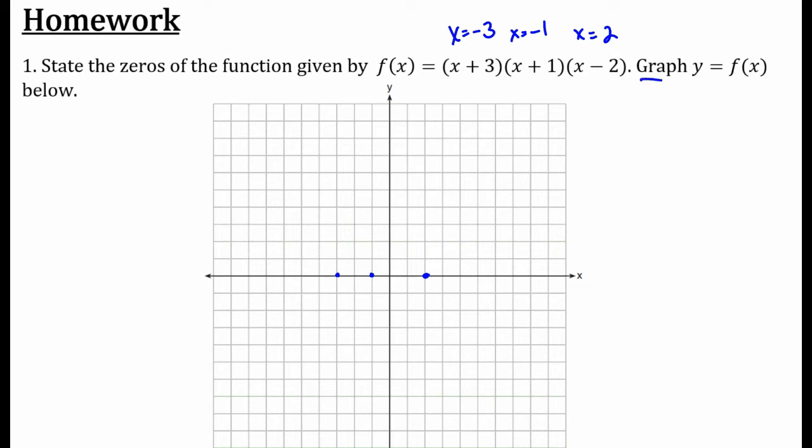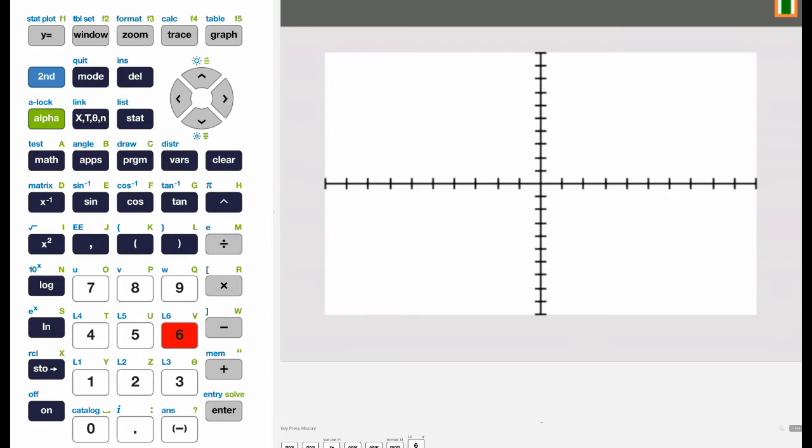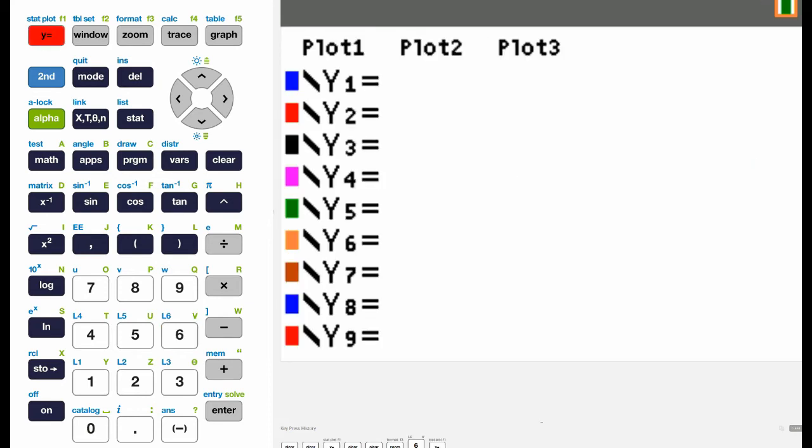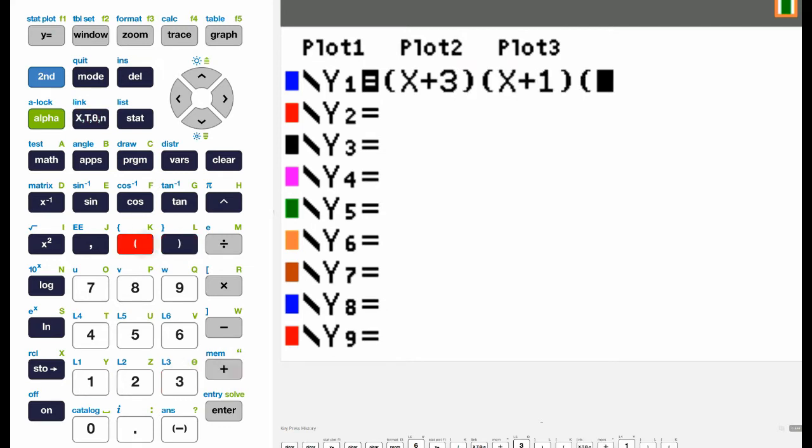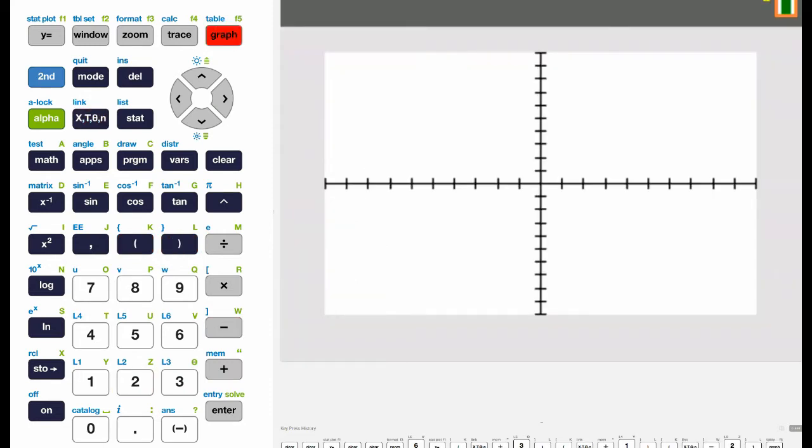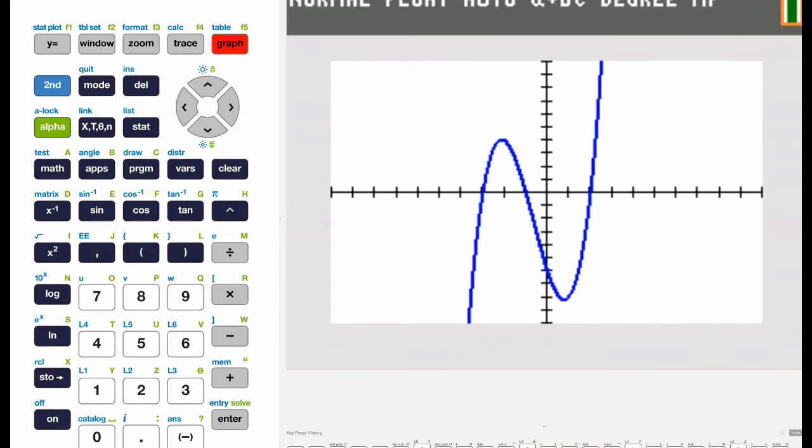It actually wants me to graph it. It doesn't say sketch it, it says graph it, which means I need to go to my calculator and type this function in. So on your TI-83 or 84, to graph something, we go to y equals and we type in x plus 3 times x plus 1 times x minus 2. We hit graph. Ooh, there's that pretty cubic polynomial there.